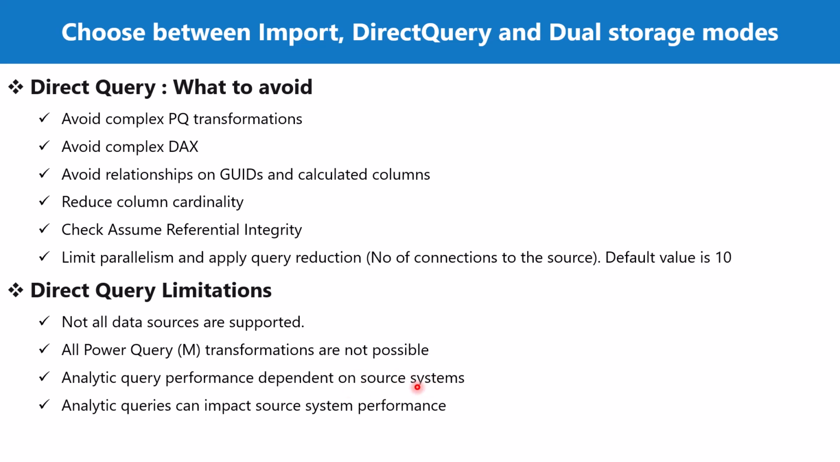So if your source system is slow, or if the source system is overloaded, then it can also affect the query performance of Power BI. And this also has a vice versa effect. It has an opposite effect, because now the queries are going to hit the data source. So maybe your data source gets too overloaded, because every query that you send from Power BI is going to hit the data source. So also the source system performance can get choked or overloaded because of the direct query limitations.